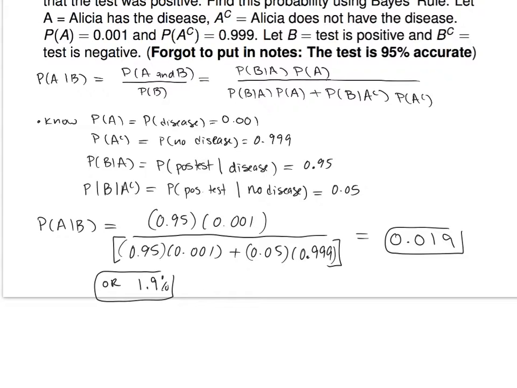If that test had been more accurate, like instead of being 95% accurate it was 99% accurate, then this would definitely be bigger. Does that make sense? It also matters how rare the disease is. So those things all come into play with this. Isn't that kind of a cool example? That was definitely lower than you thought, right?